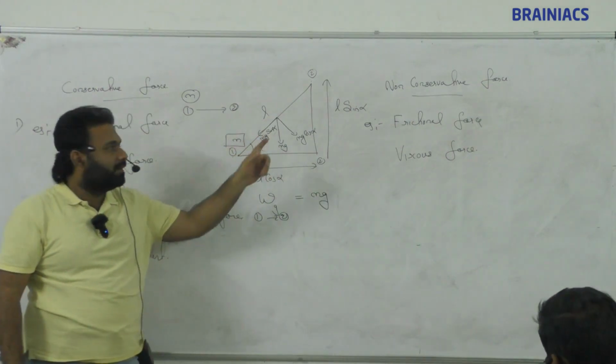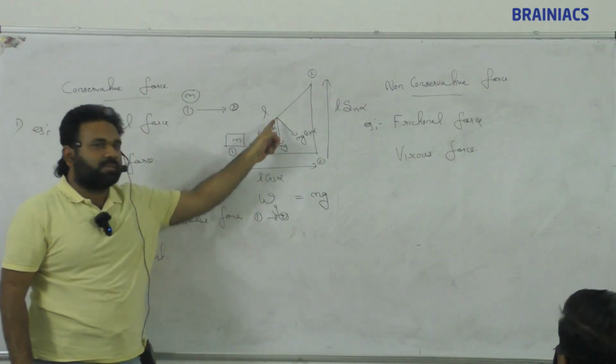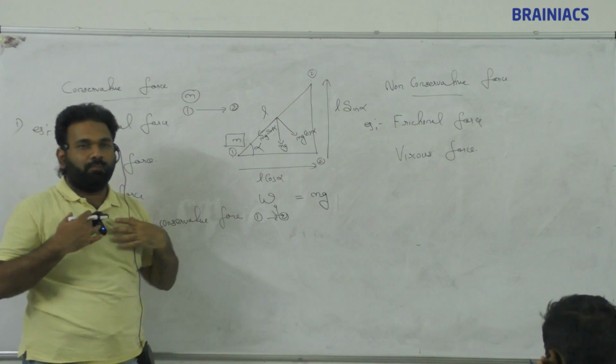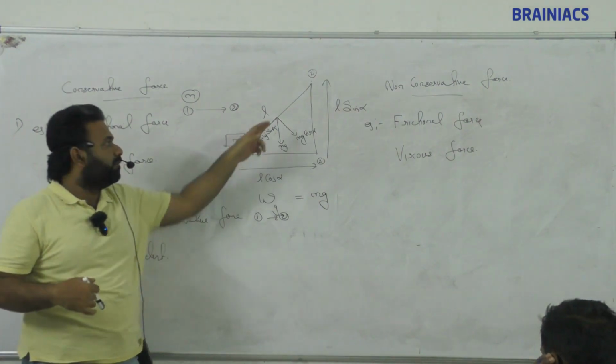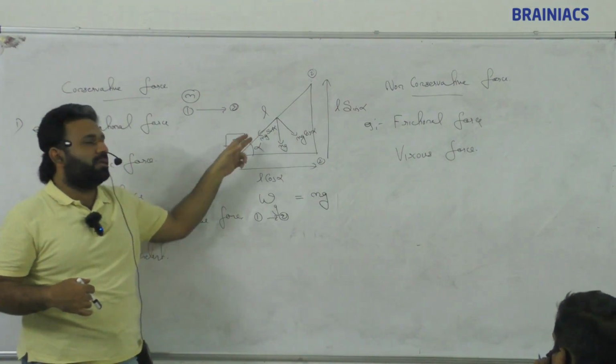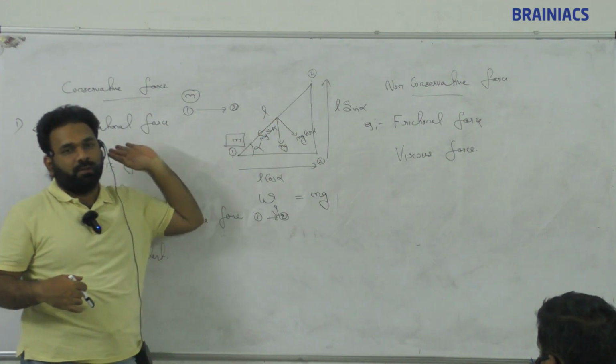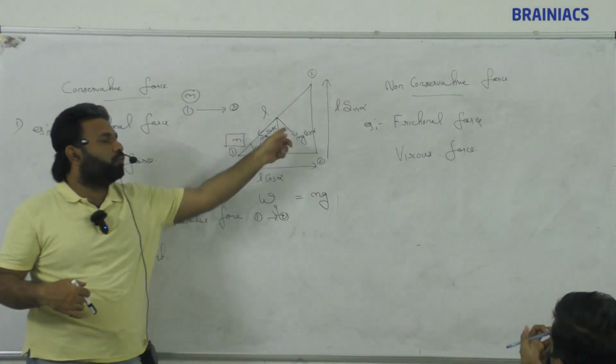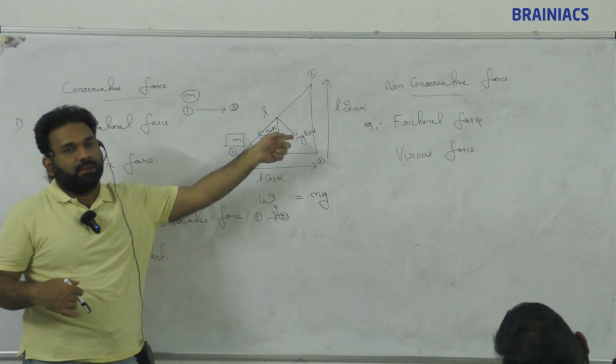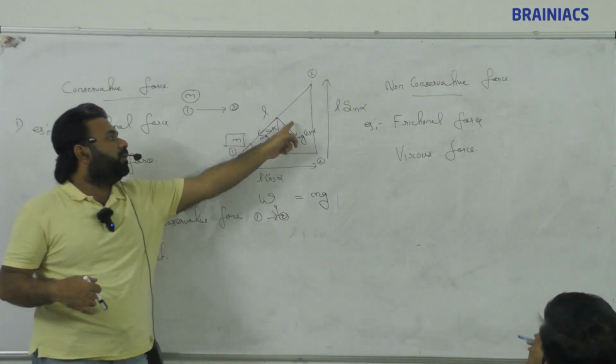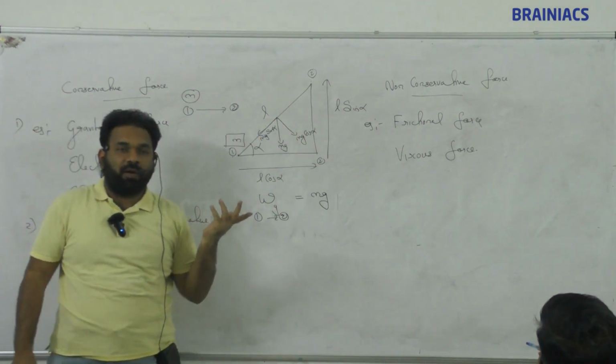What I am asking, see, mg is a force. For our easiness, we have divided this into mg sin alpha and mg cos alpha. Now it is just like two forces are there for gravity. So the work done due to mg cos alpha will be what?